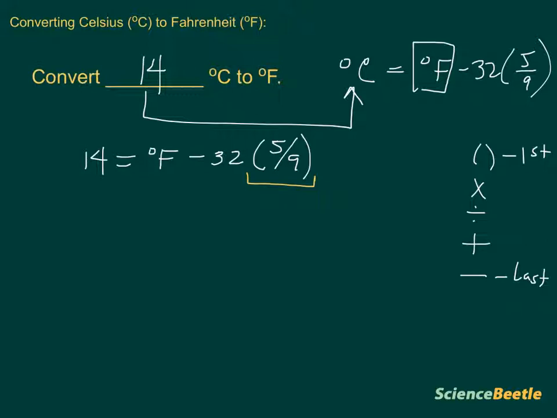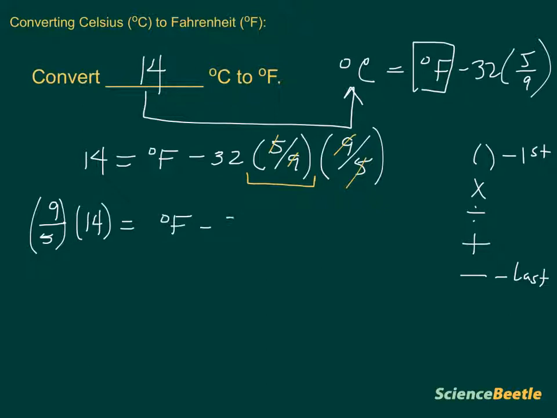In order for me to do that, I need to make sure that I multiply by the inverse, because 5 divided by 9, the inverse, or the opposite of that, is 9 divided by 5. And so you're going to get 9 on the numerator divided by 5, and the 9's cancel with each other and the 5's cancel with each other, essentially giving you 1. And so what you do to one side, you have to do to the other. So we're going to take 9 divided by 5 and multiply that times 14, and that's going to be equal to degrees Fahrenheit minus the 32.